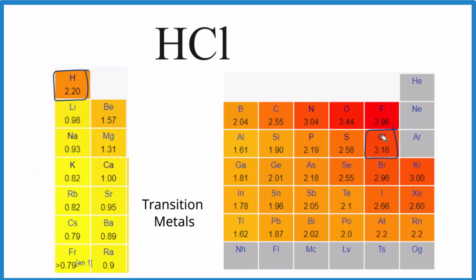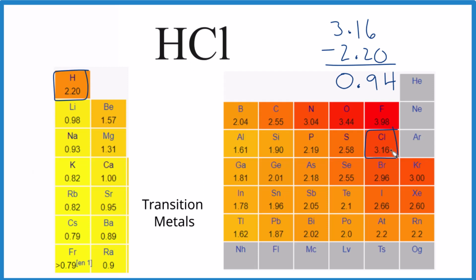So to find the difference, we're going to subtract these two numbers. So we're going to take 3.16 minus 2.20, and that'll give us 0.94. So that's the difference in electronegativity between hydrogen and chlorine.